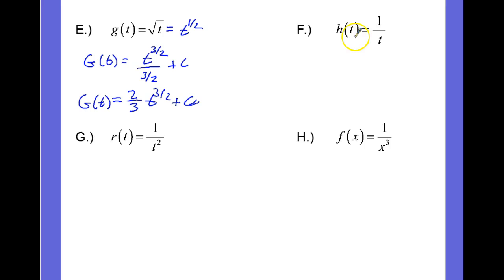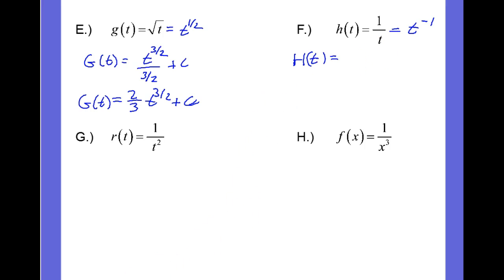In part F, we have h of t is equal to 1 over t. And again, I am going to rewrite this now using a negative exponent. So we have t to the negative 1. And so for H of t, we might be tempted to look at this and apply the power rule. And if we do this, we get t to the 0 power. And that's a constant, but I know if we took the derivative of a constant, we would get 0. We wouldn't get 1 over t, so that can't be right.